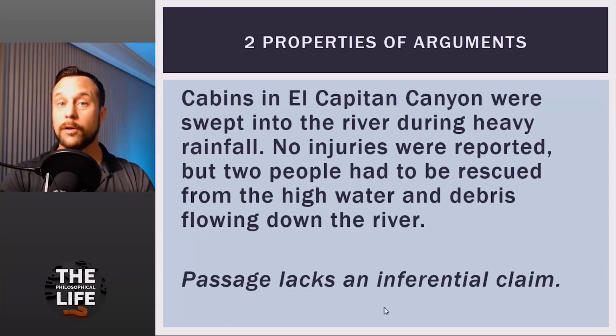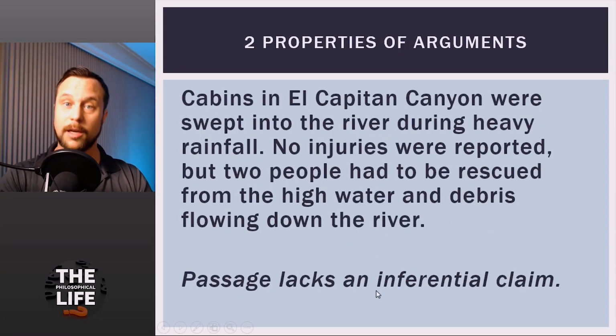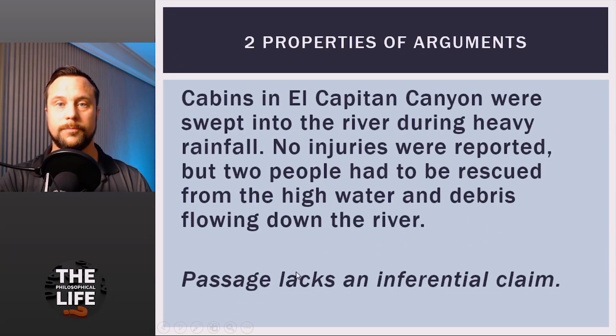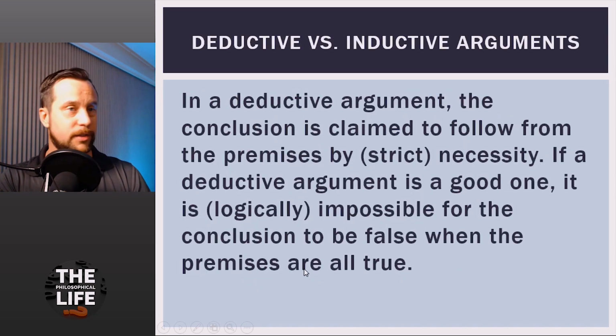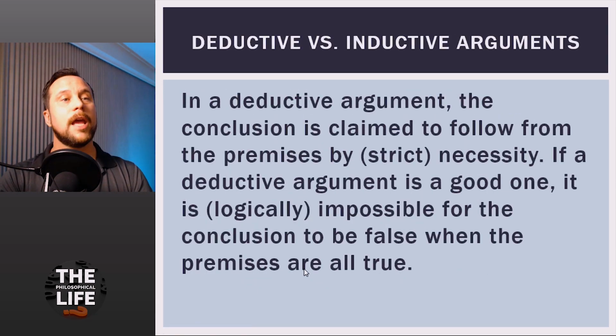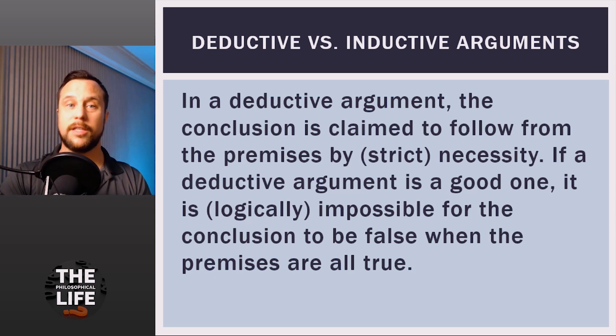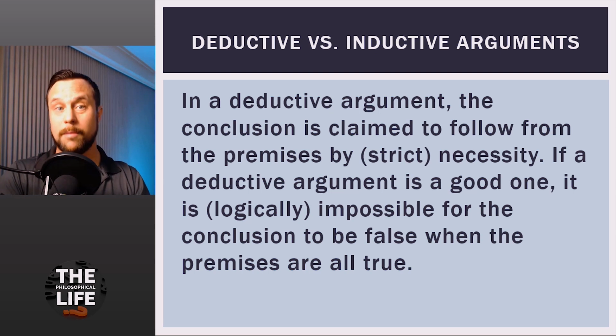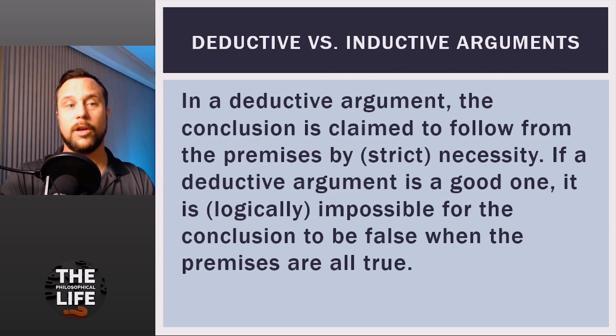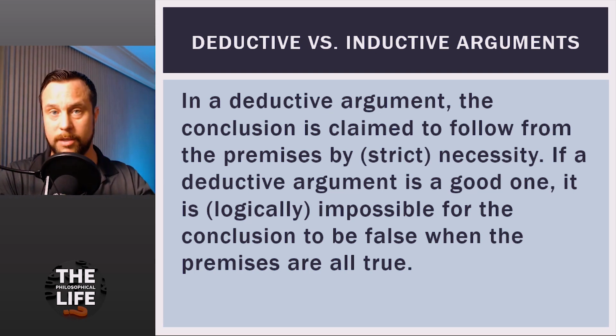Now let's take a look at the difference between a deductive and an inductive argument. As it says here on the screen, in a deductive argument, the conclusion is claimed to follow from the premises by strict necessity. If a deductive argument is a good deductive argument, it's logically impossible for the conclusion to be false when the premises are all true.